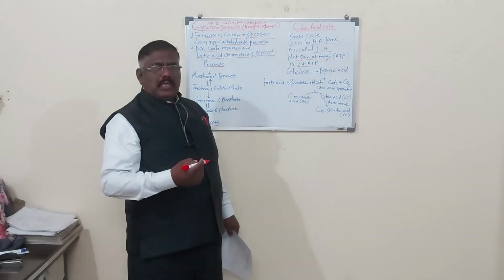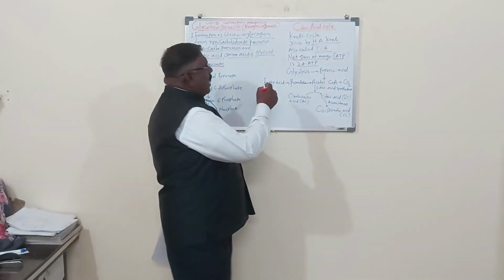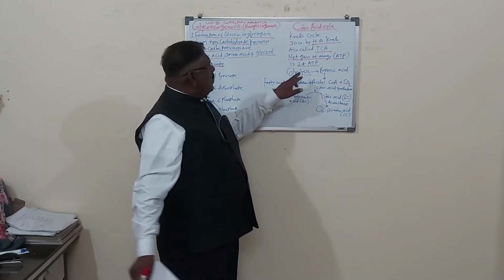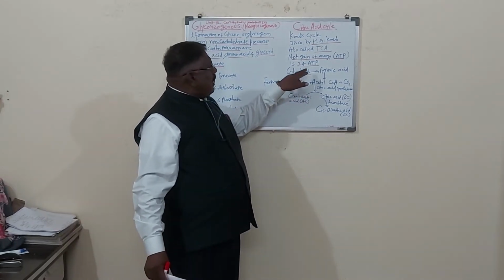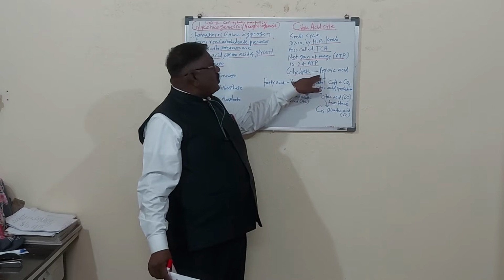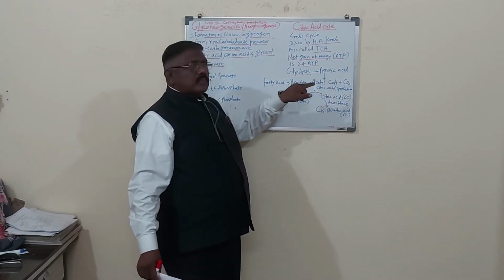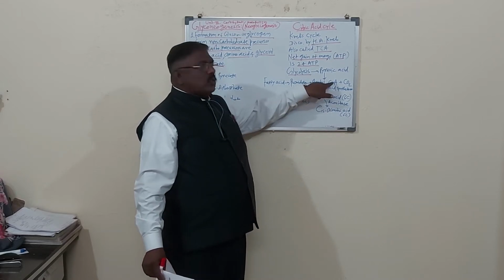How does the cycle start? Here glycolysis is the basic step. So glycolysis occurs and it forms pyruvic acid. That pyruvic acid combines with acetyl coenzyme A.